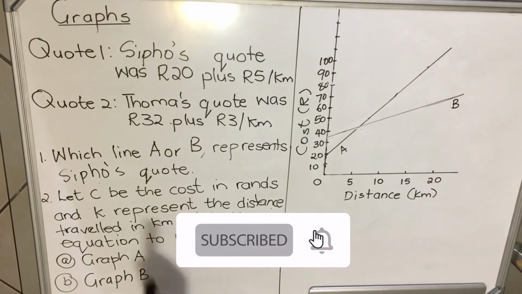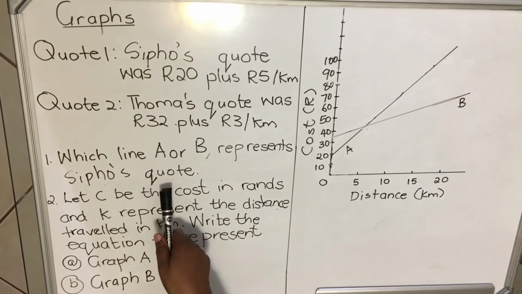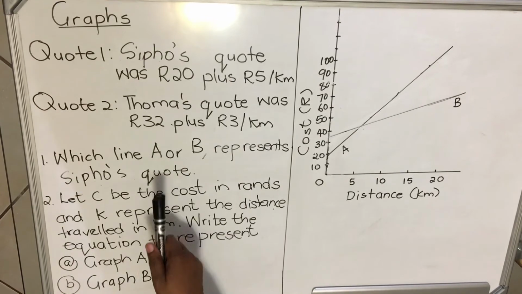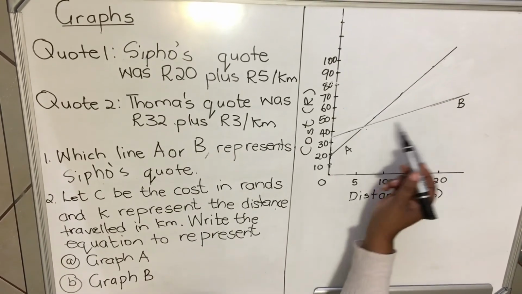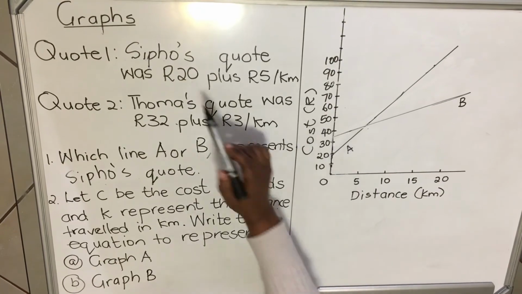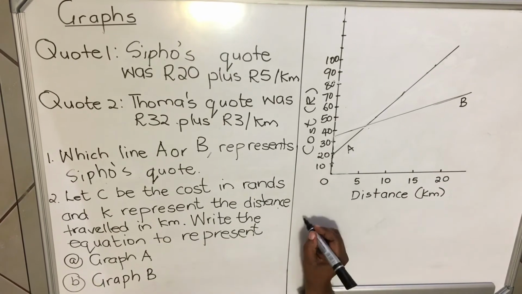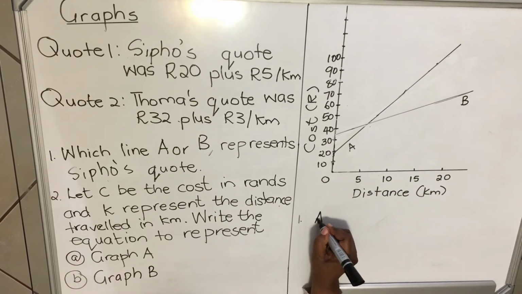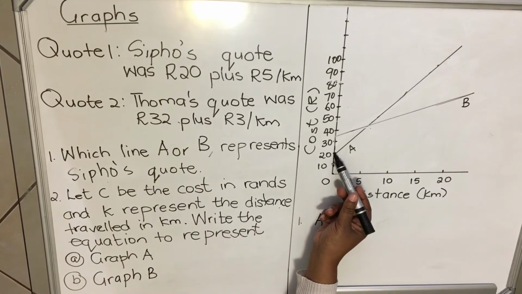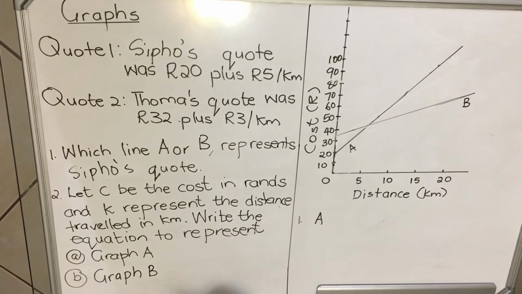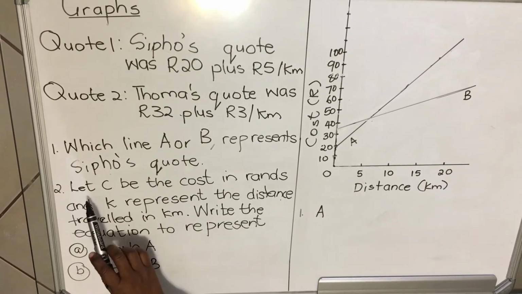Okay, the first question: which graph, A or B, represent SIPO's quote? A started 20, B started 32. SIPO quoted them 20 rand up front. So it means the correct answer is A. Why do we choose A? Because he quoted them 20 rand up front and the graph starts at 20. Okay, let's look at the next question.